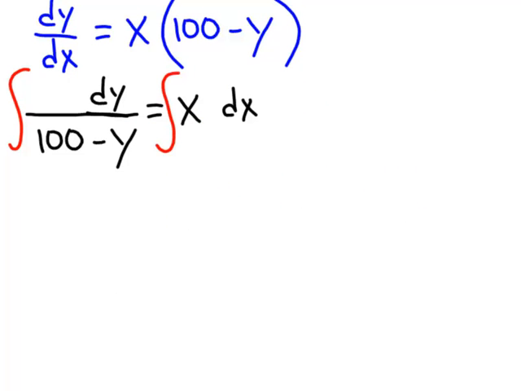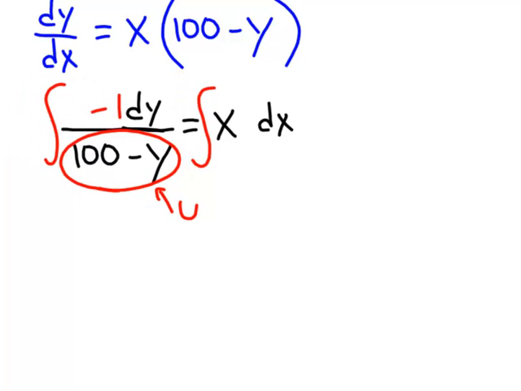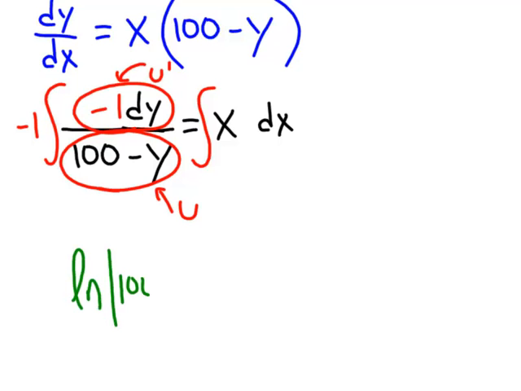And what pattern do we see on the left-hand side of the equation? Well, sure looks like our u prime over u, doesn't it? If we say this is u, then u prime would be negative 1 dy. So we'll put a negative 1 on the outside to balance it out. And now I've got my u prime up top. So we proceed to antiderive, and we're going to get ln absolute value of u, 100 minus y, and then the negative 1 out in front means I'll put a negative sign there.